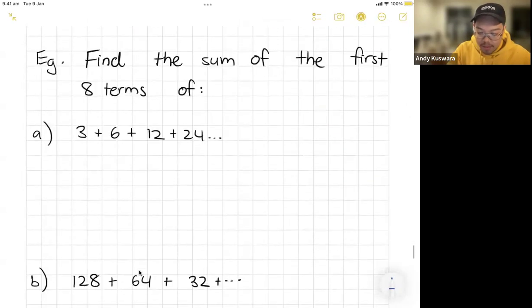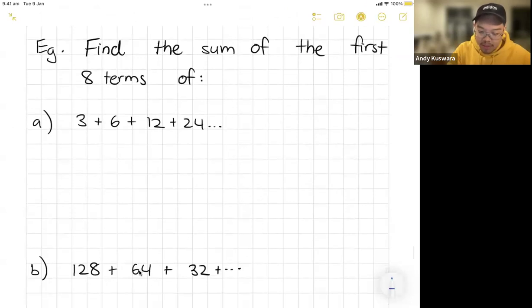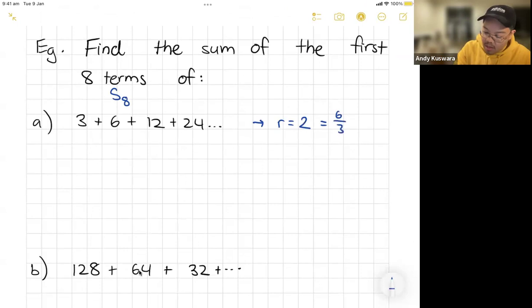Okay, now let's do this. Find the sum of the first 8 terms. In other words, we're looking for S8. Now we've got some formulas. Can you see that your common ratio here is just timesing by 2? If you really wanted to test it, you can see that 6 over 3 is the same thing as 12 over 6. They all equal 2. And because my ratio here is greater than 1, I'm going to stick with the first formula.